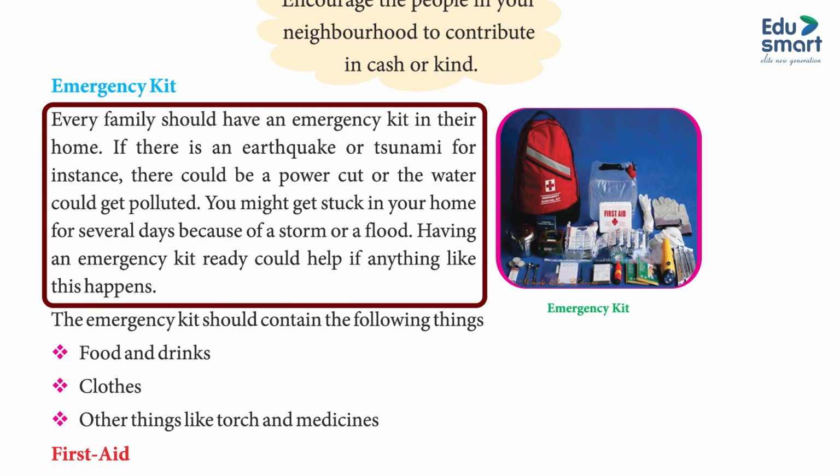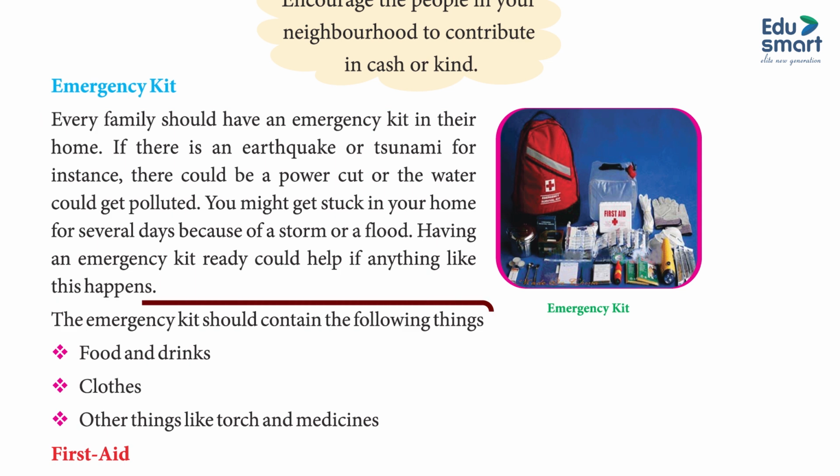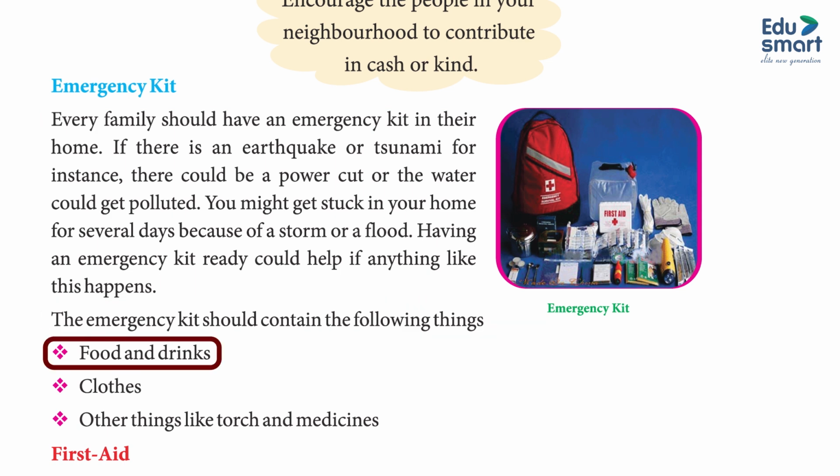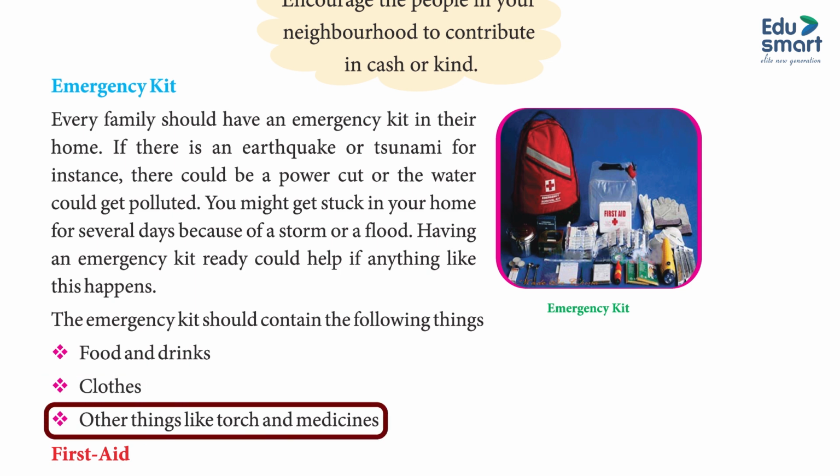If there is an earthquake or tsunami, for instance, there could be a power cut or the water could get polluted. You might get stuck in your home for several days because of a storm or a flood. Having an emergency kit ready could help if anything like this happens. The emergency kit should contain the following things: food and drinks, clothes, other things like torch and medicines.